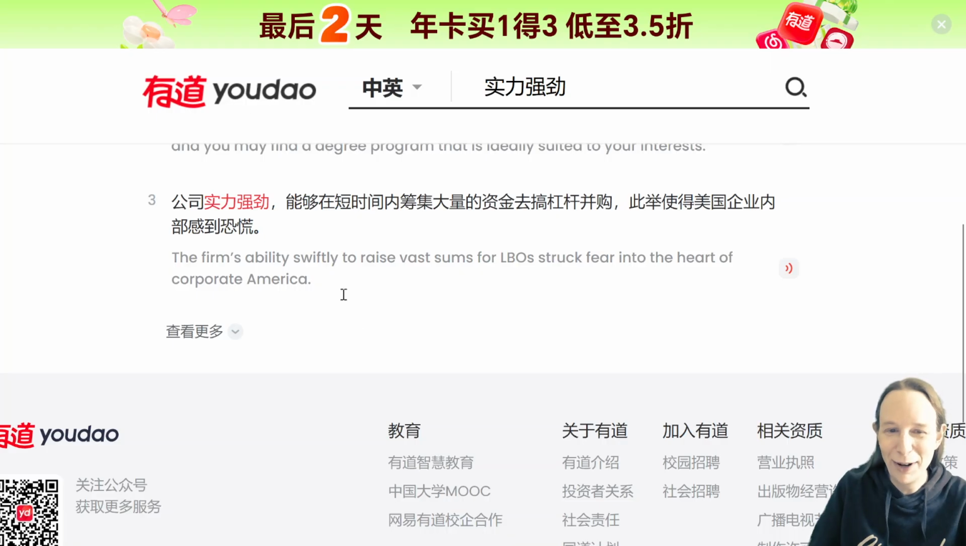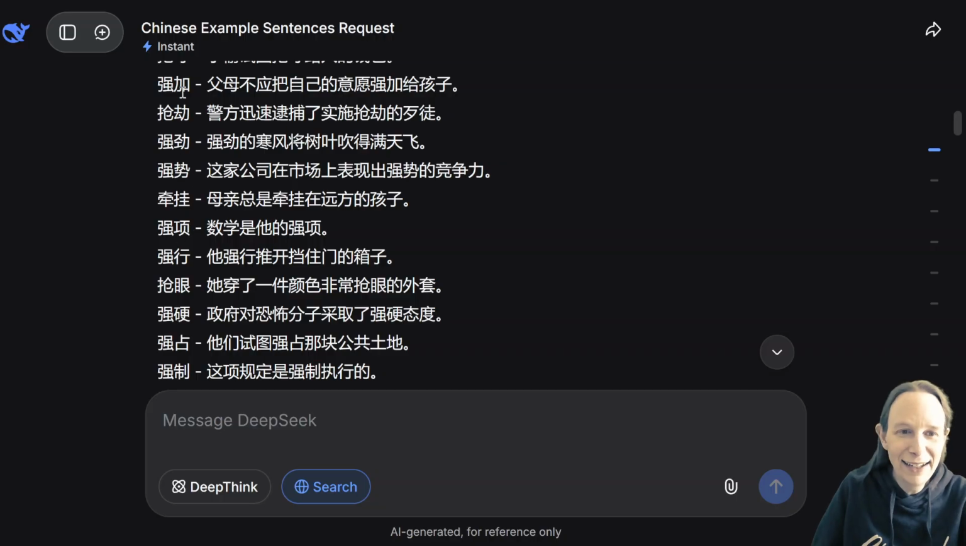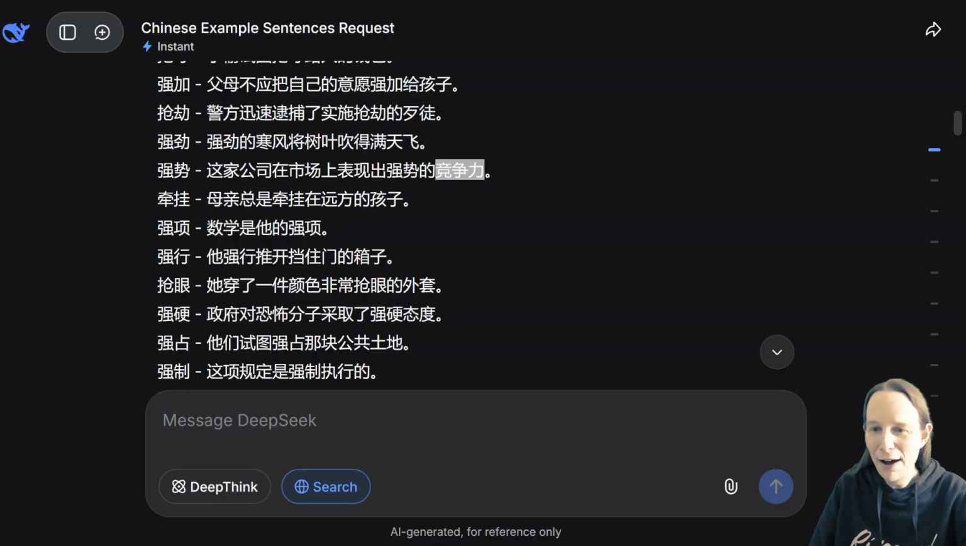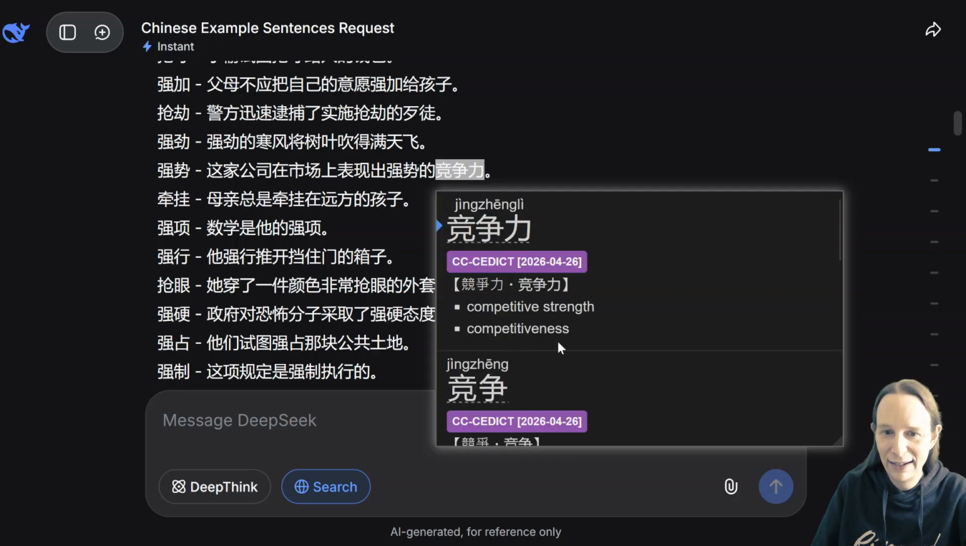You have the strongest strength of any strongman I know. All right. Okay. 强势, well, 势 is a state, so it's probably a state of strength, something like this. 这家公司在市场上表现出强势的竞争力. Yeah, it's just powerful competitiveness, ability to compete. So strong, powerful, and competitiveness. Competitive strength, that's a good term.